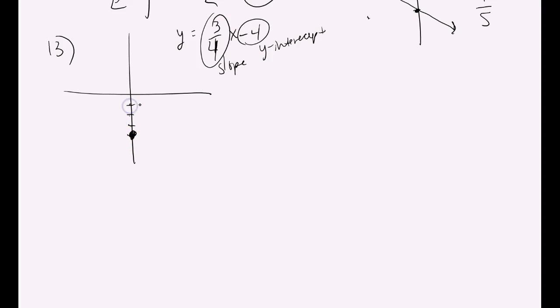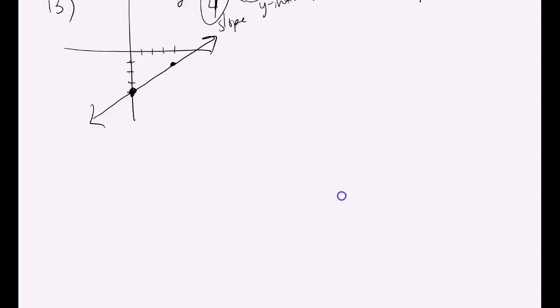So I start down here, and then I do the slope from this point. So up 3 and then over 1, 2, 3, 4. And that would be my graph, okay? All right, there's 13. Now 14 is y equals negative 1/3 x minus 2.